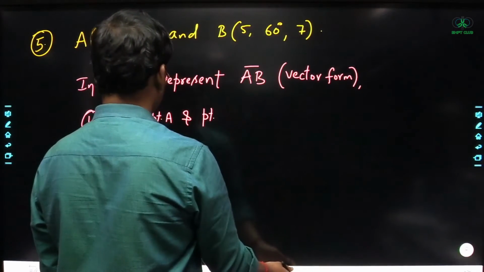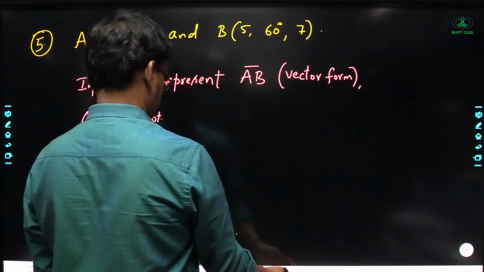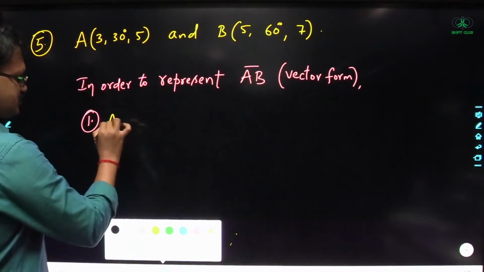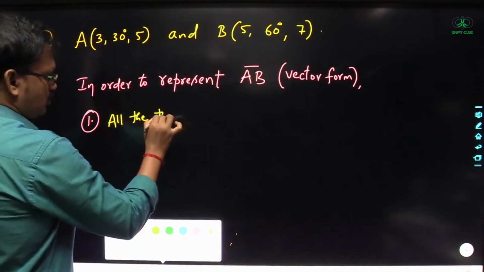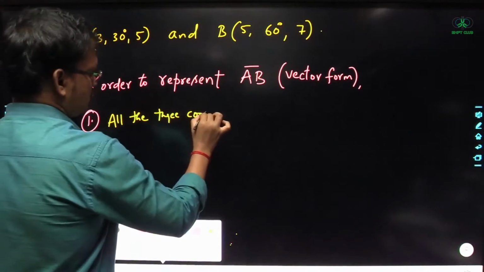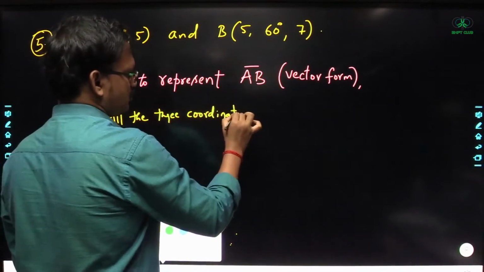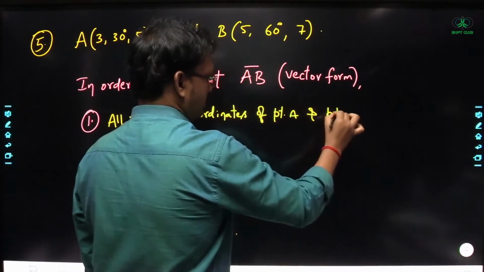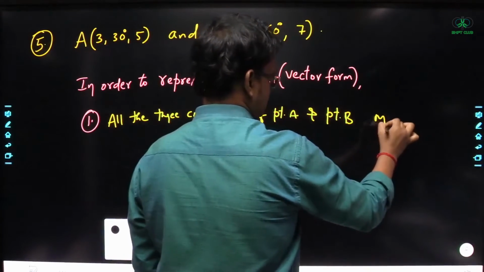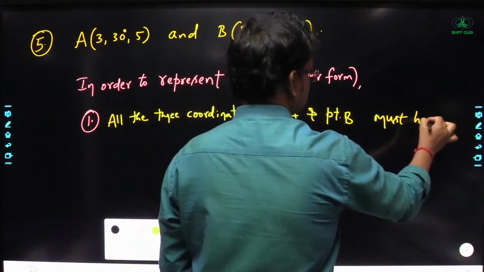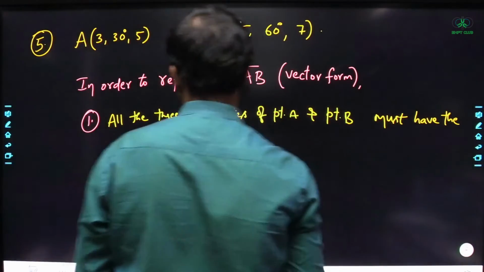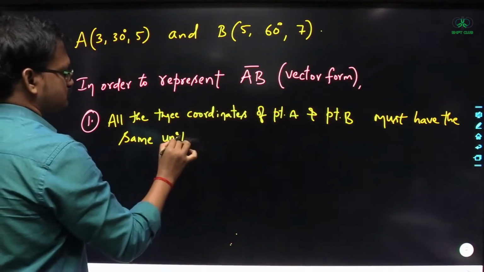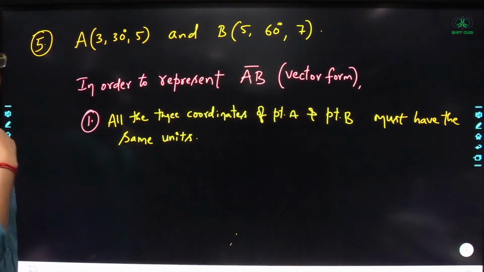Or I can write in this manner: the coordinates, all the three coordinates of point A and point B must have what? Must have the same units, right?